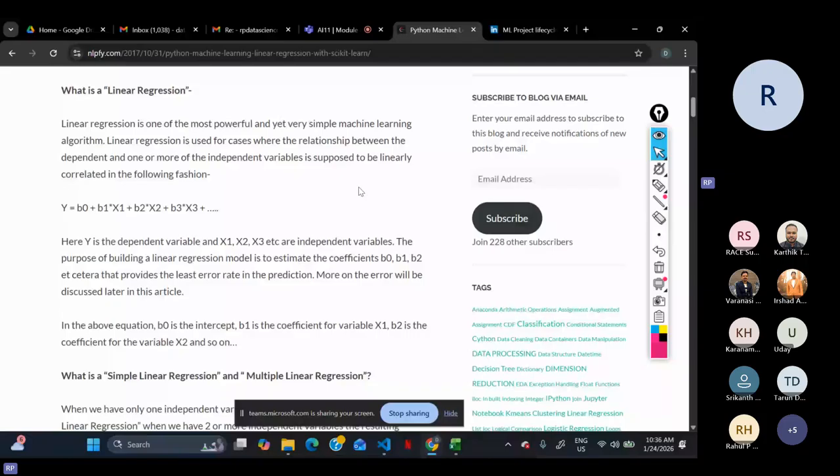Now, this is the basic form of linear regression. Theta 0, theta 1, theta 2 are all coefficients. This is the example of multiple linear regression. For simple linear regression, instead of theta 2 x2, we stop here, because we have only one input variable. For y there is no restriction, because y should be one only, but the input variable should be one.